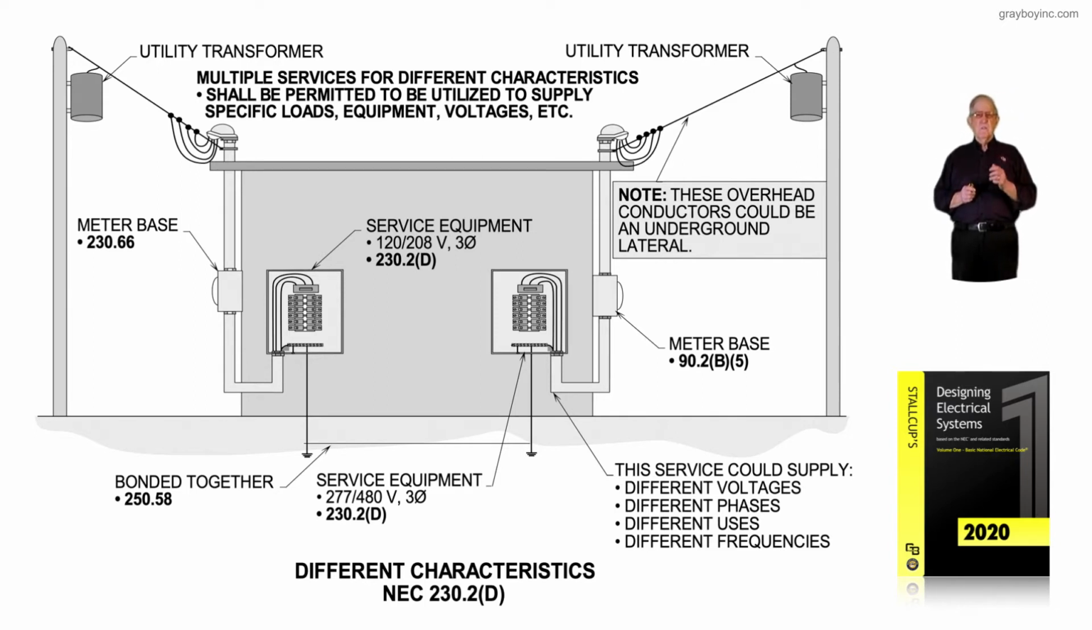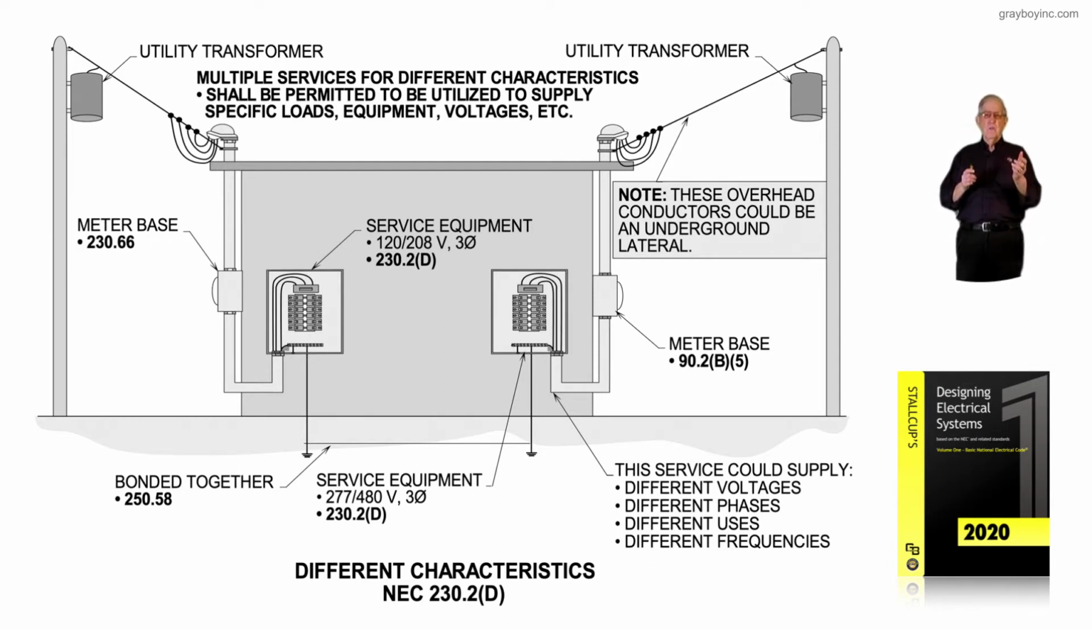And along with the designing engineering firm, the electrical contractor firm, and, say, the utility, we would get together and determine how many of these additional services were needed to do the job that the designing engineering firm wanted. Now, notice we have this second service to the right, and notice this service could supply different voltages.